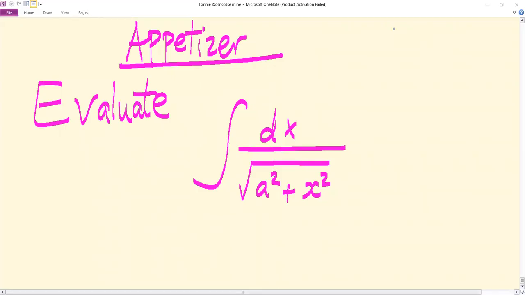Welcome to this session. In this session, we discuss the solution of a problem: integral of dx over square root of a squared plus x squared. So, solution.